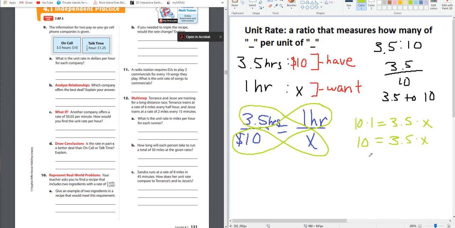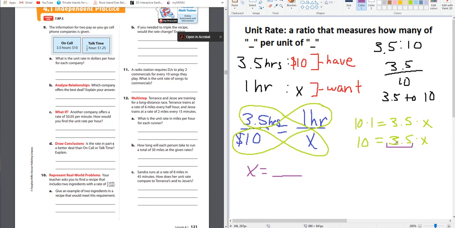Now here's the part that a lot of you were getting stuck on, which is completely fine. We need to do a little bit more practice with this. What we're going to do is move everything away from the x, because we want to solve for x, right? We want to say x equals something, but we can only do that if there's nothing except the x there. So we want to move this 3.5 because we don't want it with the x. But how do we do that?